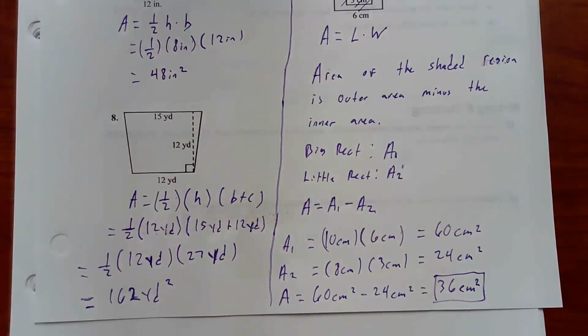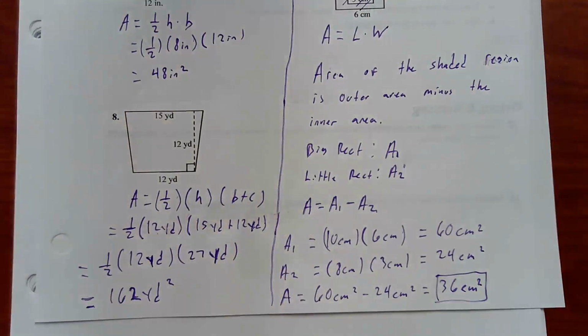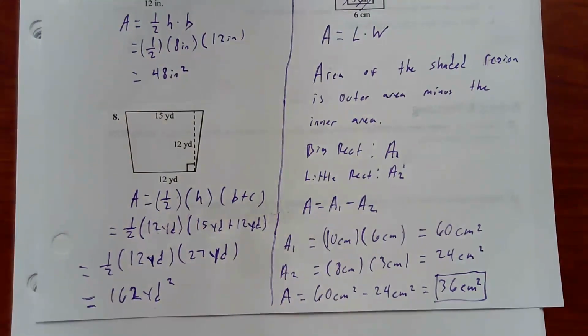Or if you prefer, you could do half of 12, 6, times 8. It's all the same. No, I'm saying if you do half of 12, that would be 6, right? And then you have 8 times 6.